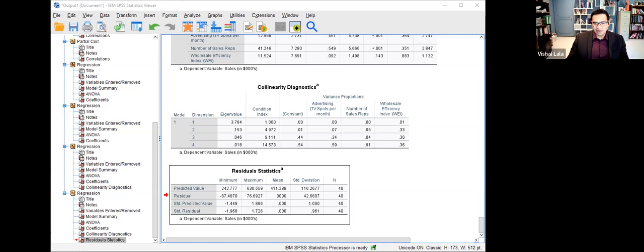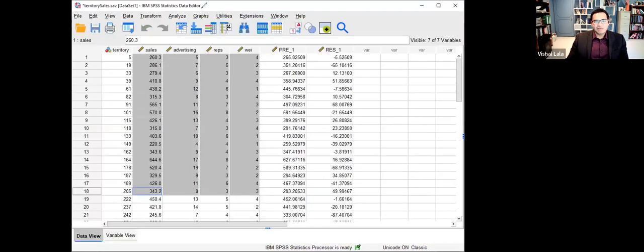Let me find the data view here. I can't find it on my screen right now. Okay. So here's our data view. And if you go to the data view, you'll see now we have 2 new columns added on.